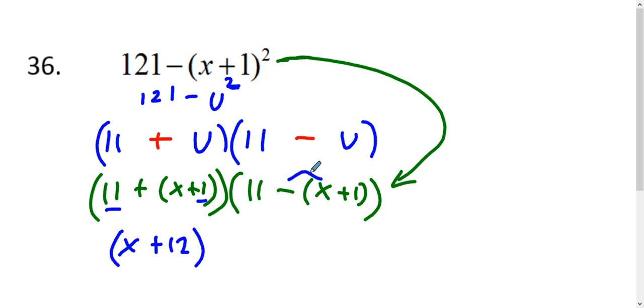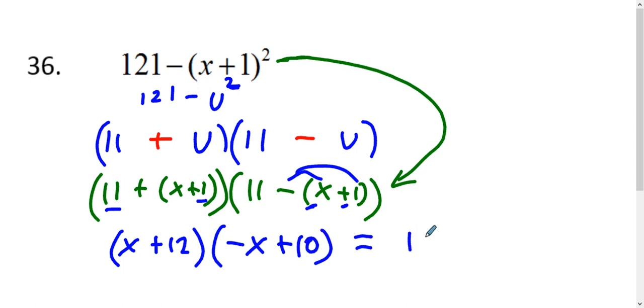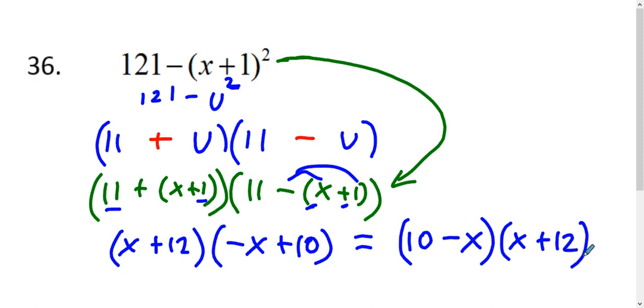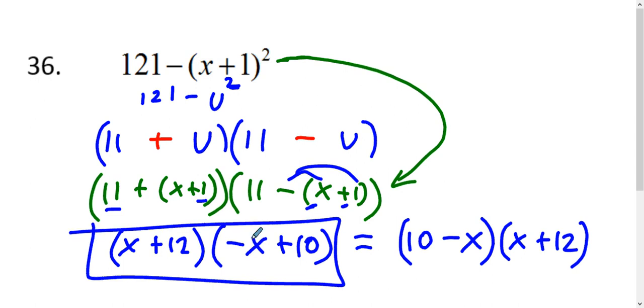Here you have to distribute the negative. So that's minus x minus 1, which you could either write as negative x plus 10, or you could have said 10 minus x. Doesn't matter. They're both right. 10 minus x, x plus 12. Either answer is good. You may have just stopped right there, or you could have switched it around.